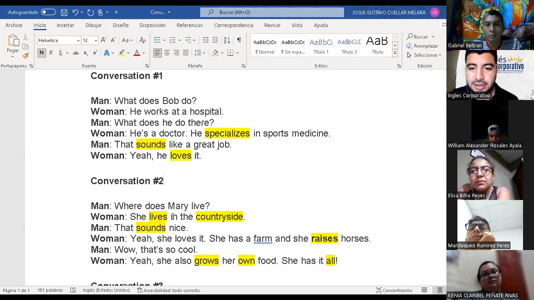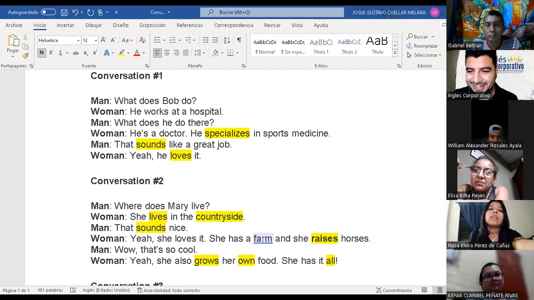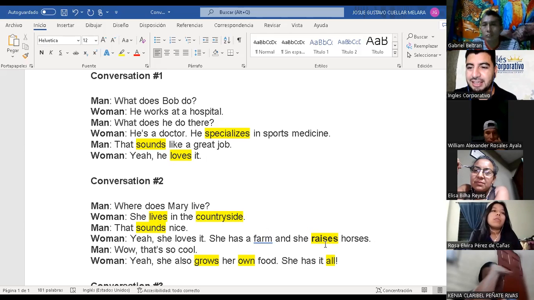Bien, entonces, más que todo la segunda. ¿Dónde vive Mary? Ella vive en el área rural o en el country. El área no es urbana. Eso suena bien, sí. A ella le encanta. Ella tiene una farm. Siempre se me va esta palabra. Granja. Ajá. Granja. And she raises horses. Y ella, pues, cría, ¿verdad? Cría caballos. Wow, that's so cool.